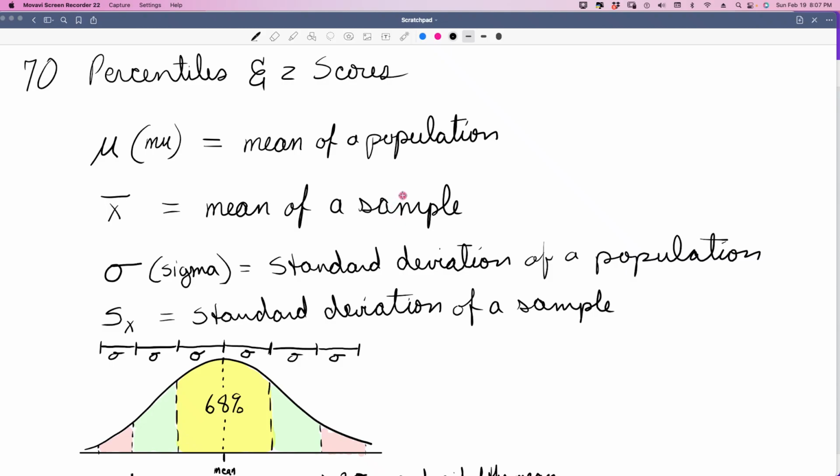Welcome to lesson 70. We're going to talk about percentiles and z-scores, and this goes back to our calculation of standard deviation, so you might want to look back a couple of lessons and see that.